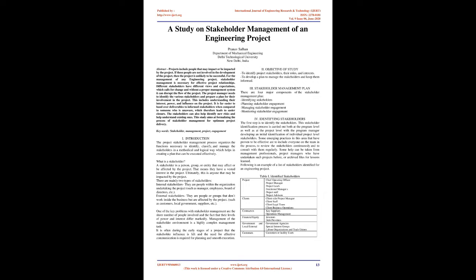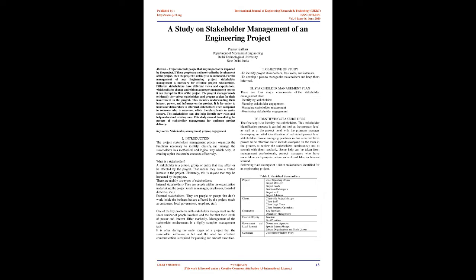Different stakeholders have different views and expectations, which calls for change, and without a proper management system it can disrupt the flow of the project. The project manager needs to identify the various stakeholders and prepare a plan for their involvement in the project. This includes understanding their interest, power, and influence on the project.